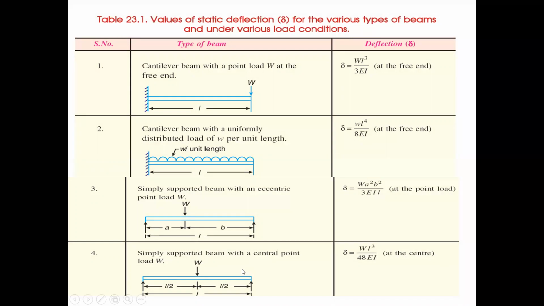Next one, simply supported beam with central load. The type of beam is simply supported, but the load is placed at the center. Then the formula is WL cube by 48 EI.